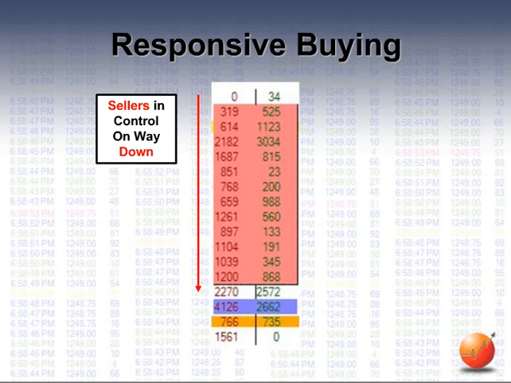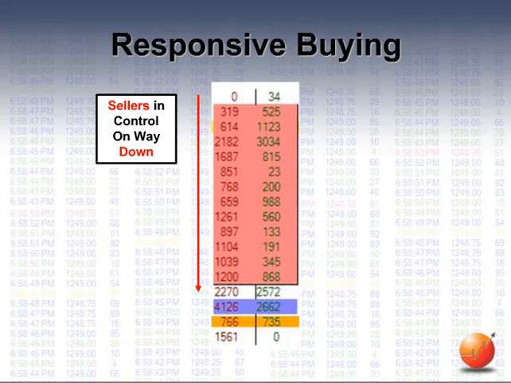We know that they're in control because, for the most part, if we look at the corresponding volume at the ask versus volume at the bid, the volume at the bid is significantly larger. Not all the way down, but for the most part. You know, 851 against 23, 768 against 200, that type of thing. 1261 against 560. Obviously, the sellers were driving the market.